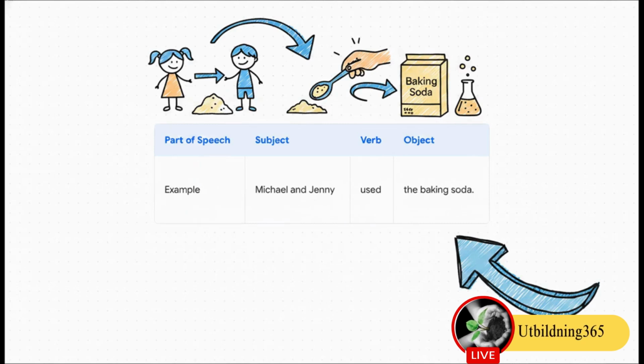So if Jenny had been a little more upfront, she would have used the active voice. She would have said, "Michael and Jenny used the baking soda." See how that works? Michael and Jenny are the subject, the ones doing the thing. The verb is used. And what did they use? The baking soda. That's the object. It's a straight line from the doer to the action to the thing being acted on. No confusion, and definitely no avoiding responsibility.